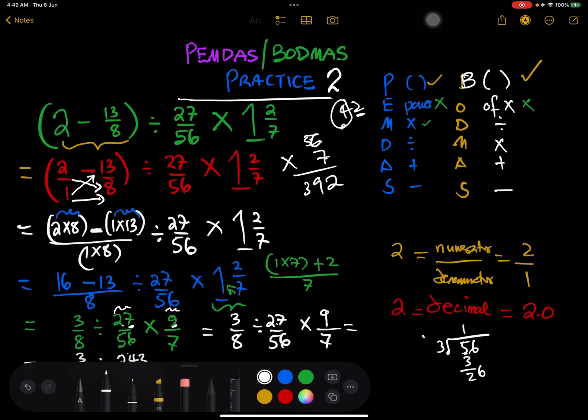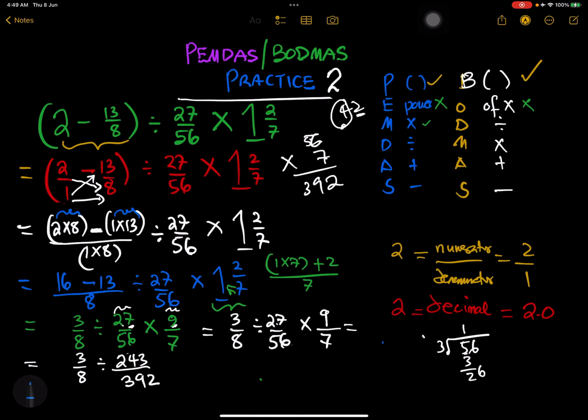Now we're getting closer. So now we're going to have 3 over 8. We're going to change this to one multiplication. The moment we do that, this goes up and this goes down. So you have 392 over 243. I'll end here, and I would like you to try and solve this on your own, by visiting our multiplication of fractions video and see if you can continue it from here.